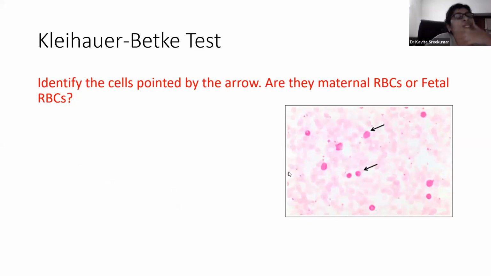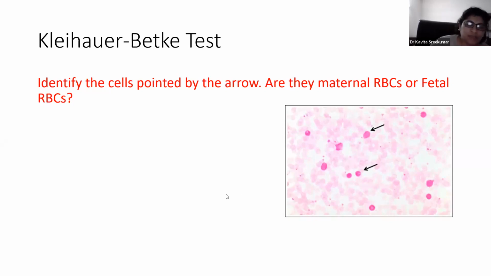So this is a Kleihauer-Betke test. So we do this test to assess feto-maternal hemorrhage. We actually do this to quantify the feto-maternal hemorrhage. All right. So I want you to tell me whether the cell that is pointed out by the arrow is a fetal RBC or a maternal RBC. Okay. So that was easy.